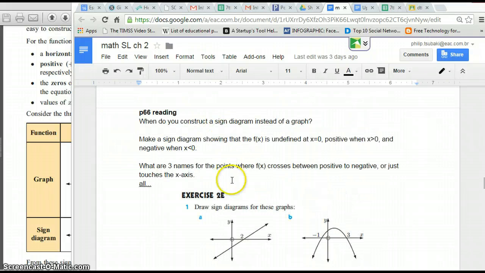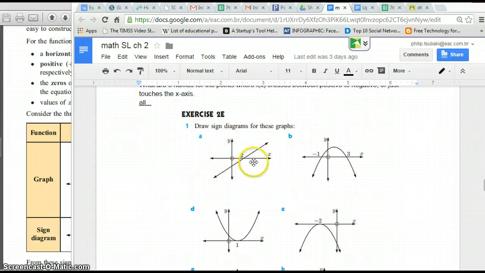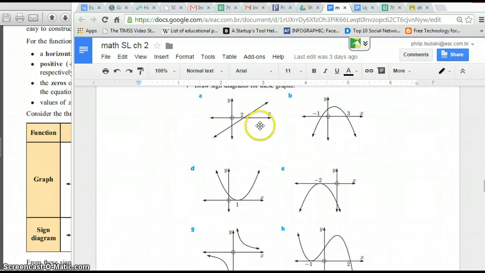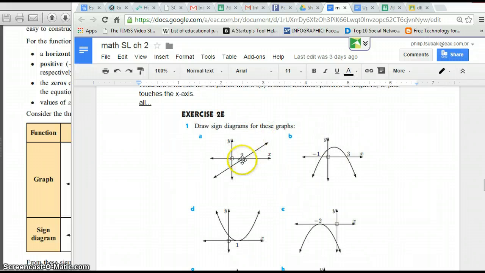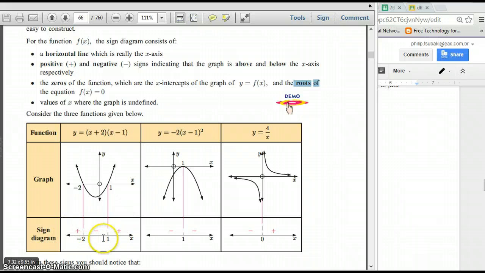All right, and then we can start on these exercises. In the first exercise, you are going to translate this graph into a sign diagram. Here's an example of that. When you translate the graph into a sign diagram, when the graph is below the x-axis, you put a negative sign. When the graph is above the x-axis, you put a plus sign. And when it's 0, you just simply mark the number.